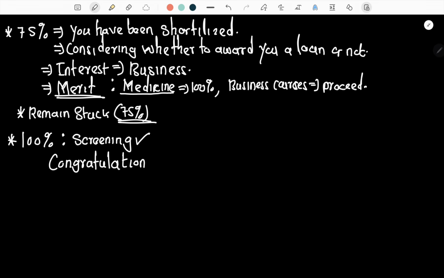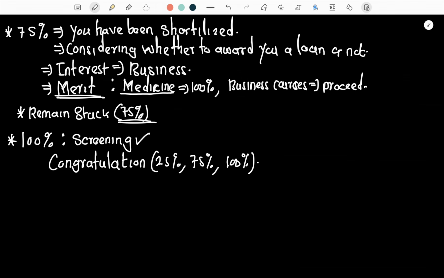Now, depending on the application that you made, your student loan could be 25%, it can be 75%, it can be 50%, or in most cases, it is 100%. So this needs to be put into consideration. So from your screening, of course, you will definitely be able to have your need met.